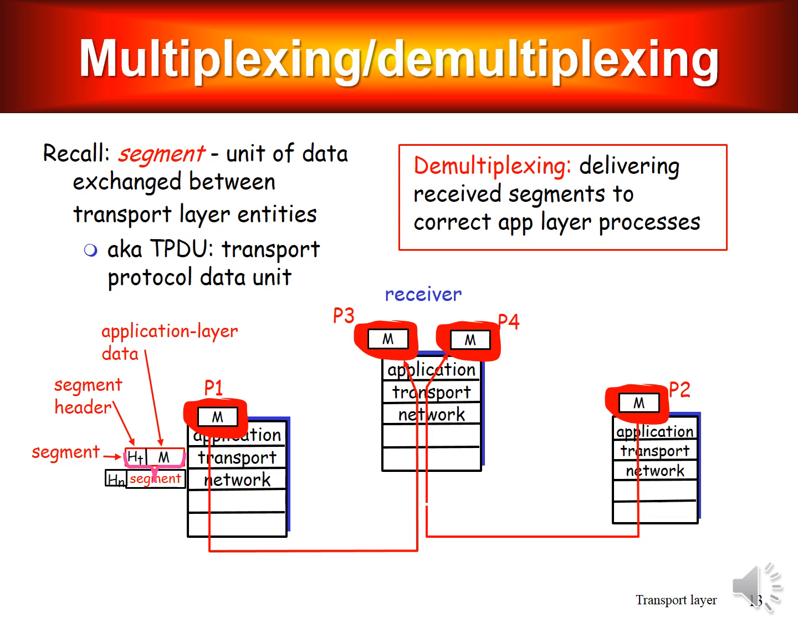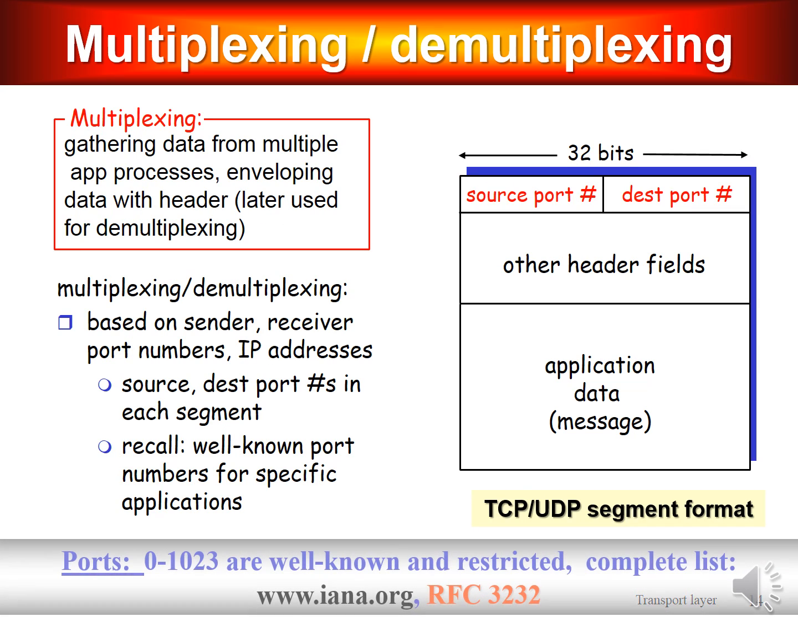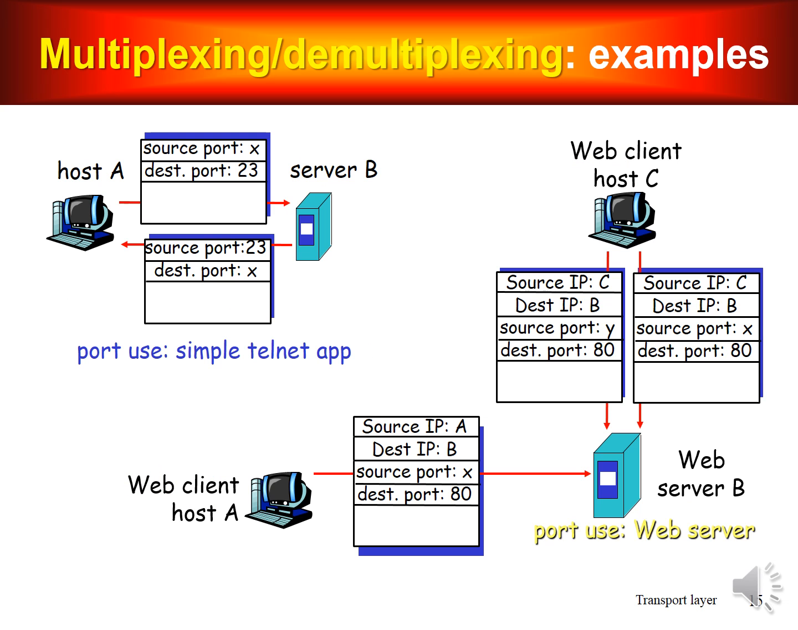It does multiplexing as well as demultiplexing. Multiplexing is gathering data from multiple application processes and enveloping the data with a header. Multiplexing or demultiplexing is based on the sender and receiver port numbers and IP addresses, with source and destination port numbers in each segment, and well-known port numbers for specific applications. Look into the diagram: the TCP or UDP segment format has application data, the message, other header fields, source port number and destination port number. Multiplexing and demultiplexing examples are given.